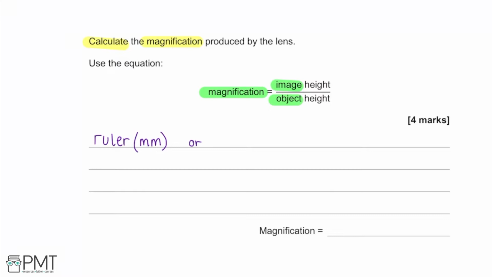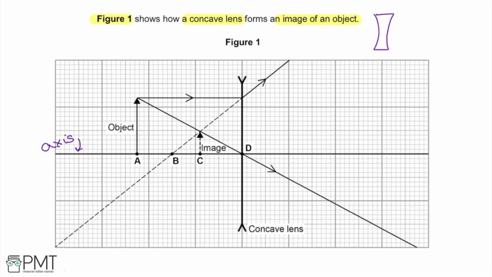Or the way that I'm going to do it is just count the squares, count how many squares tall the image is and how many squares tall the object is, and then calculate it that way. As it's a ratio, it's going to work either of these ways. So I have the object here, and then I can count the squares. So we've got 10 squares in this big box and then an extra 2 on top. So the object is going to be 12 squares high. And then for the image, we've got half of a big square, so that's going to be 5 squares high. Just an easy way of working that out there.